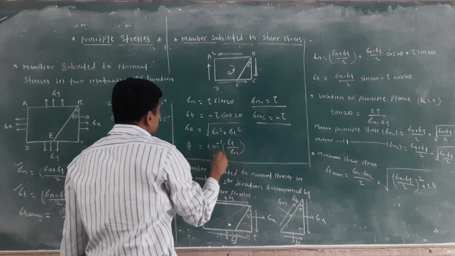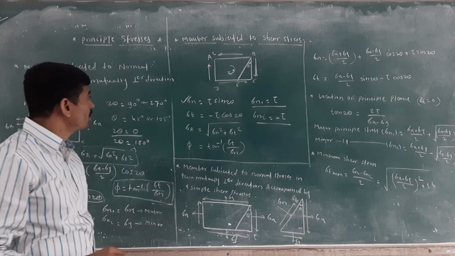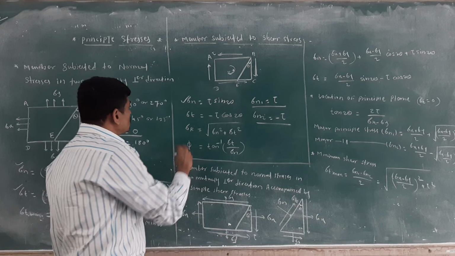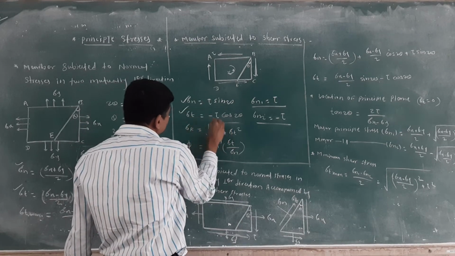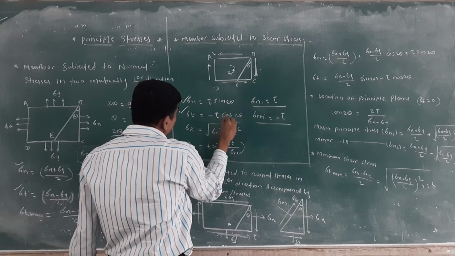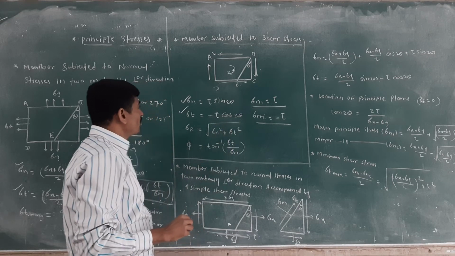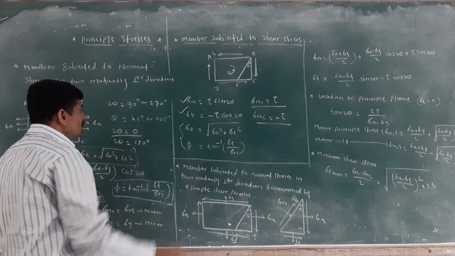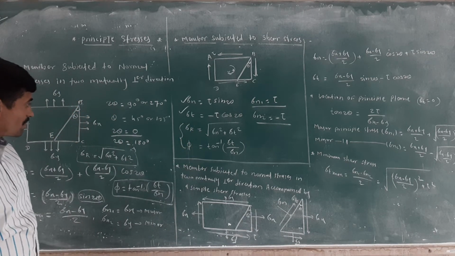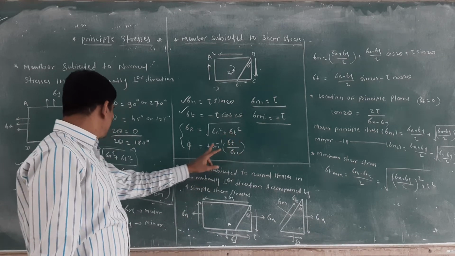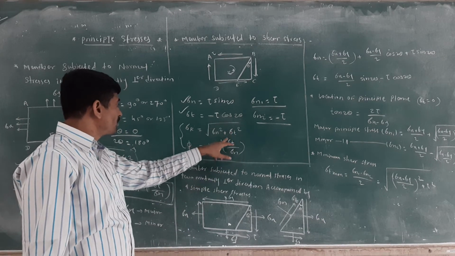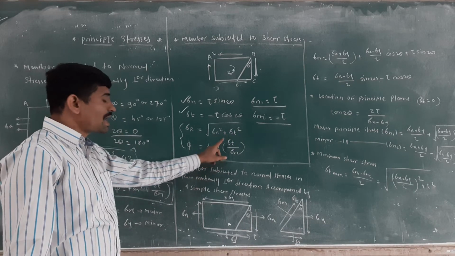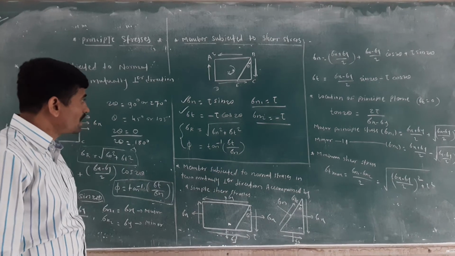Tau into sin 2 theta. You have to remember sigma n is equal to tau into sin 2 theta, and sigma t, the tangential stress, is equal to minus tau into cos 2 theta. You should remember these two formulae. These two are common. Sigma is the resultant of the normal stress and tangential stress. It is the root of sigma n square plus sigma t square. And what is the angle of obliquity? phi is equal to tan inverse of sigma t divided by sigma n.